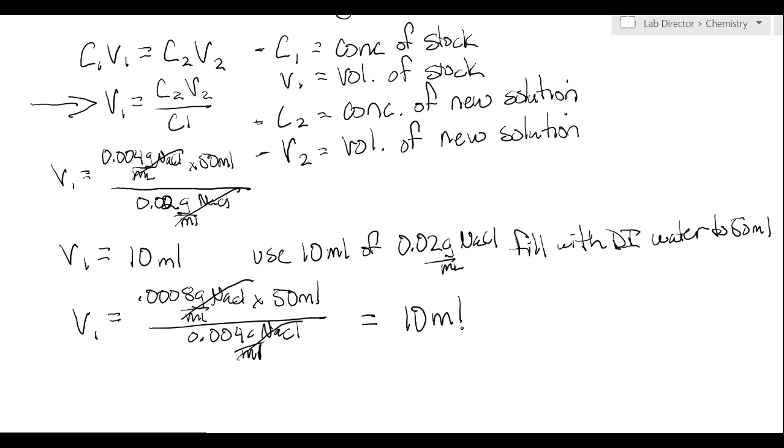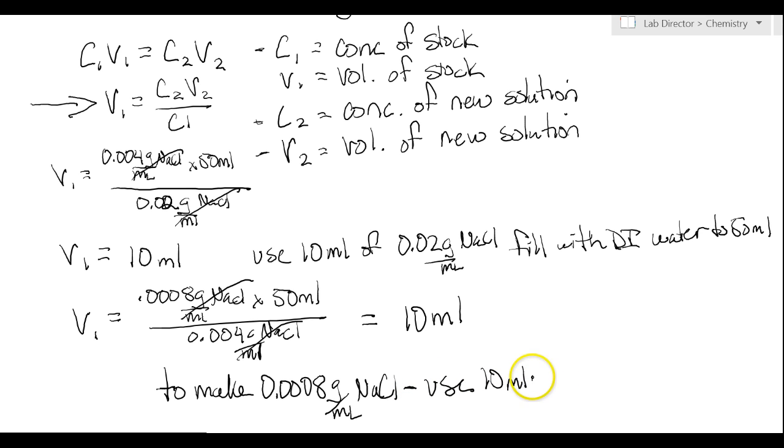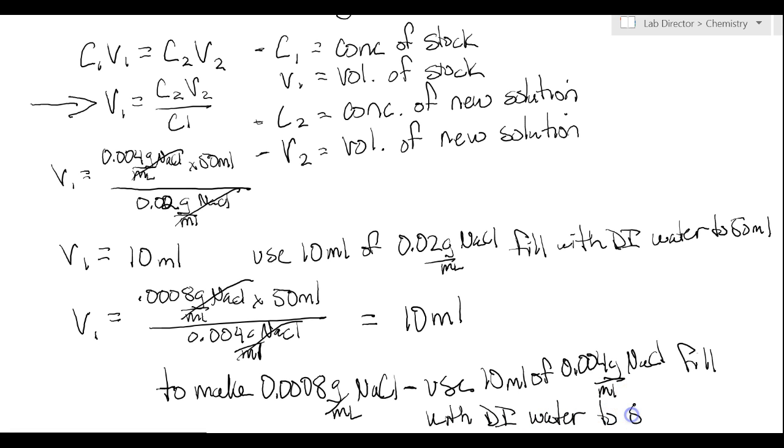So for this new solution, to make 0.0008 grams per milliliter NaCl, I'm going to use 10 milliliters of the 0.004 and then I'm going to fill with DI water to 50 milliliters.